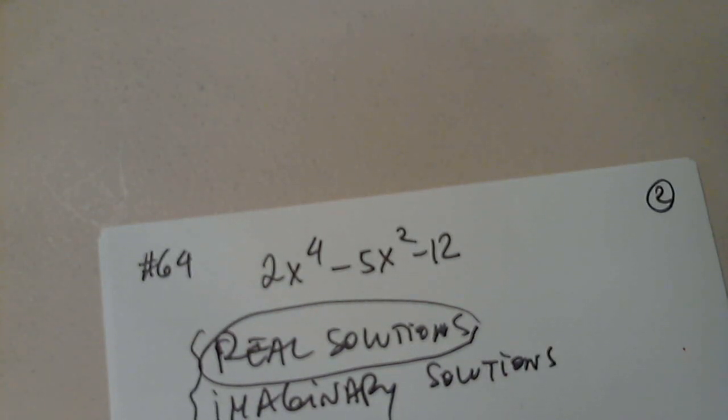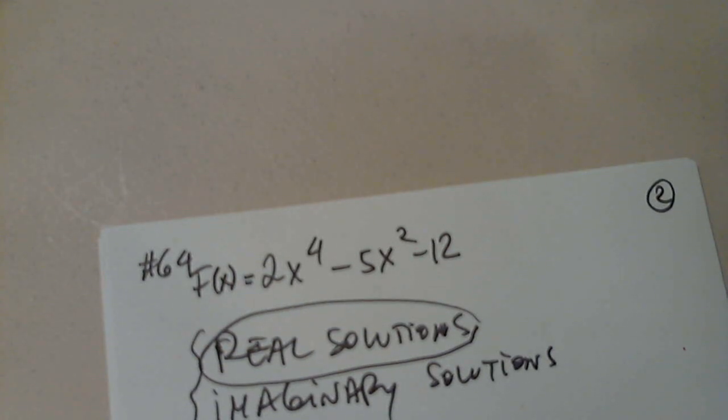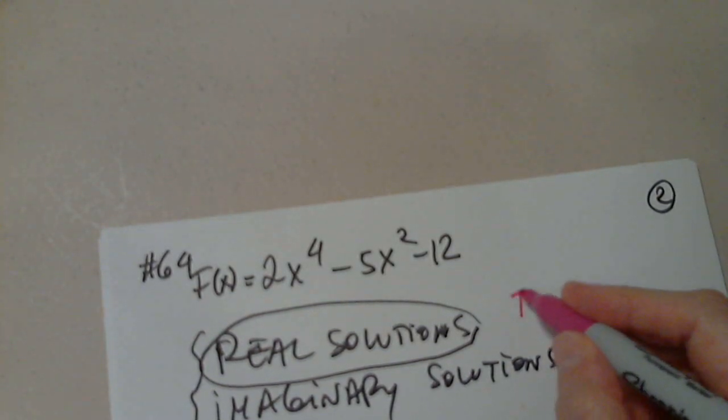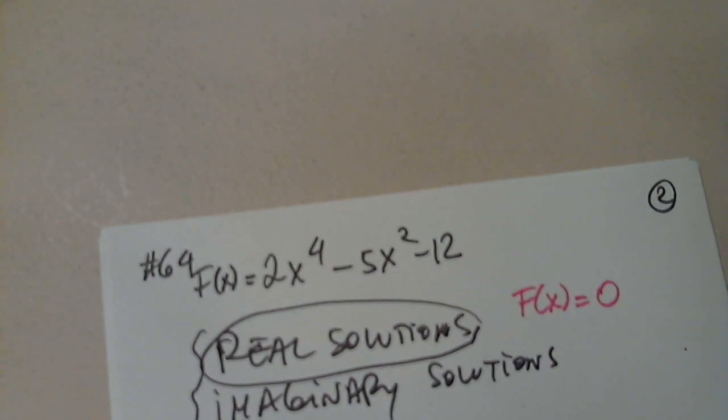Okay, what do I have to do to find this? So the label of this is uppercase f of x. So what do I have to do to find the zeros in general, the zeros of a function? Can anyone help? To find the zeros of a function, what do I need to do? Set equal to 0. Yes, set the function equal to 0. So we have f of x set equal to 0. Awesome. Very good. So then I have 2x to the 4th minus 5x squared minus 12 equals 0.